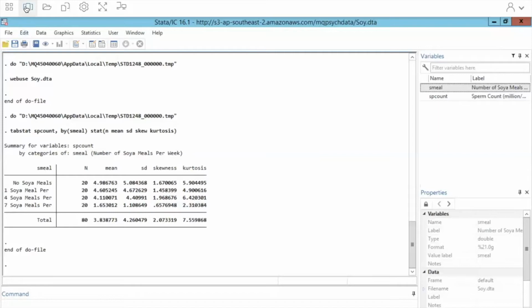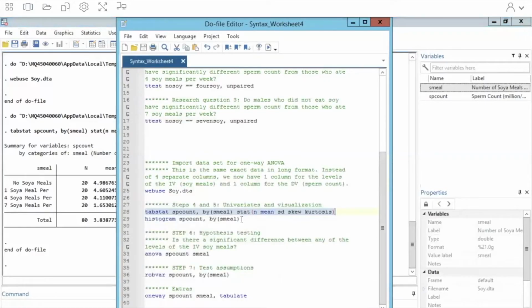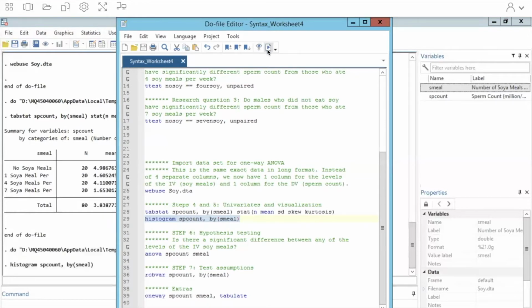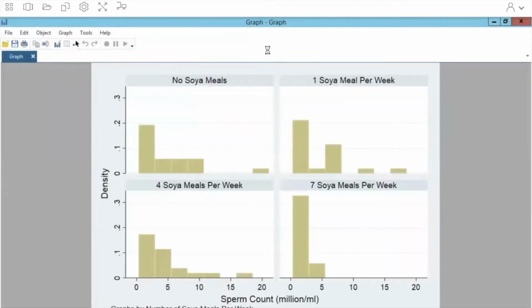And we can just take a look at that with the histogram as well. Right, this time, since we're in that long format, we can actually print the frequency distribution for all levels of our independent variable. So this command, histogram, our DV sperm count by soy meals, this will print 4 frequency distributions at the same time, which is really nice. We don't have to do all 4 of them separately like we do in wide format. All right, so it looks like we've really confirmed the problematic distributions here.